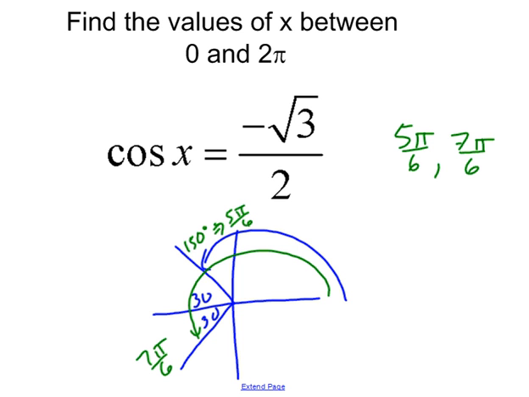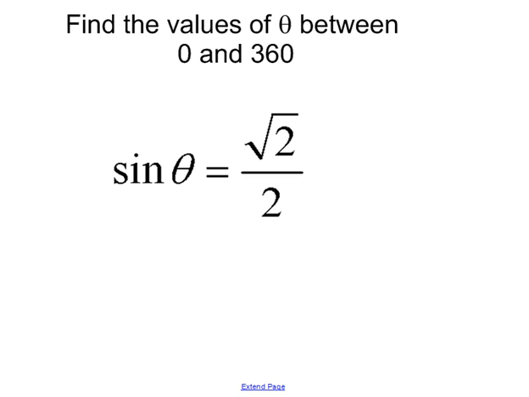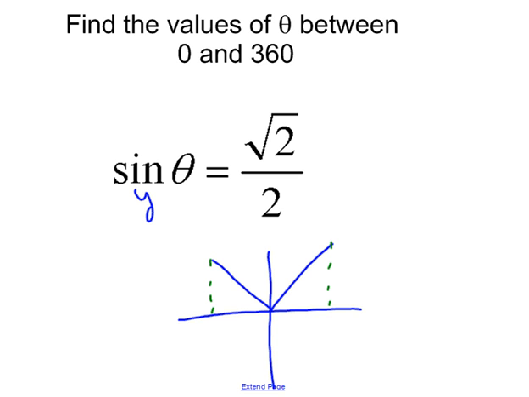All right, let's try it with sine. Sine theta is root 2 over 2. My first thought is that sine is positive. Sine is y, so which two quadrants should I be in? The answer should be the first quadrant and the second quadrant. Draw down my triangles. My reference angle, if I'm going to get root 2 over 2, has to be 45 degrees. So one answer is from here to here, which is just 45 degrees.